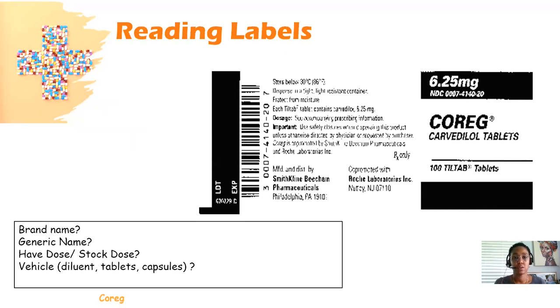So our brand name is Coreg, as you see listed here. And usually that's the easier name to say, Coreg. And our generic name is Carvedilol, okay? Generic Carvedilol. Our dose, which is how the medication comes, is 6.25. So each pill has 6.25 milligrams of concentration of the medication, okay? And the vehicle is how the medication comes. These are in tablets. So that's the vehicle.